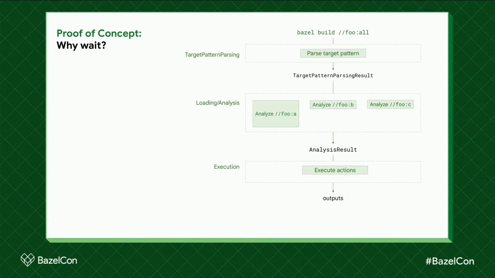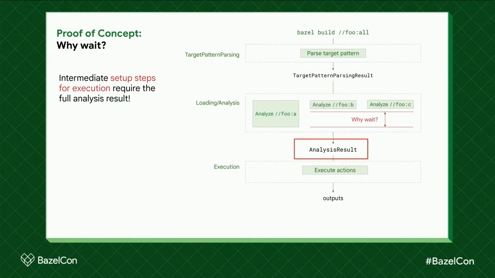And why do we wait in the first place? By the way, this diagram of the phases of Bazel will come up again and again during this talk. So this is how Bazel does it with all the phases. Why do we wait here? The answer to that is we need the analysis results because execution doesn't come for free. You have to do a bunch of setup for that, and that requires the full analysis result.